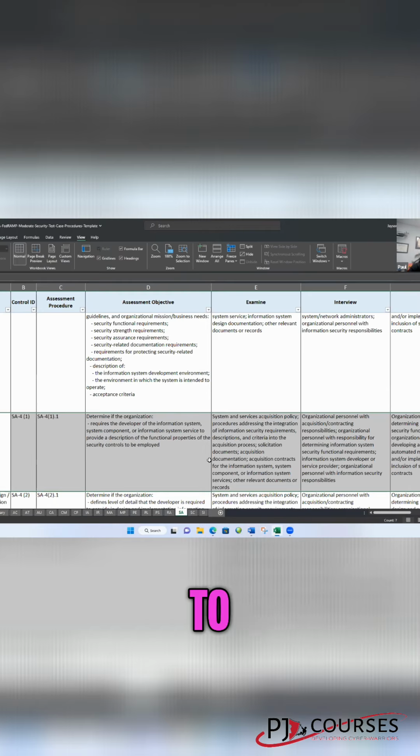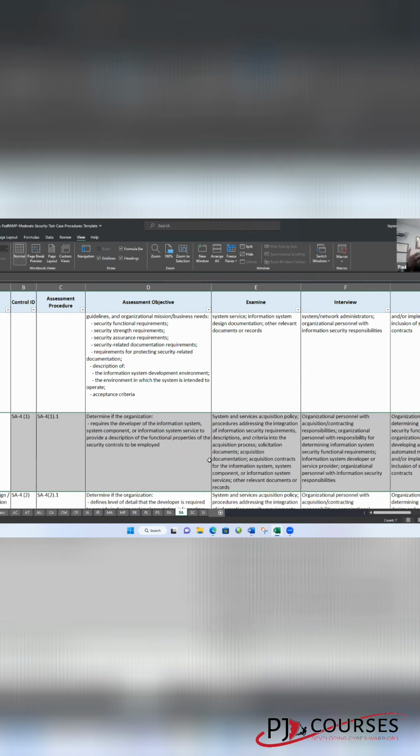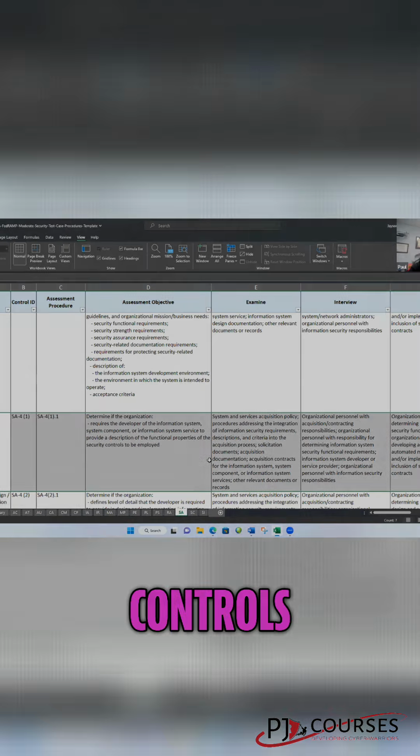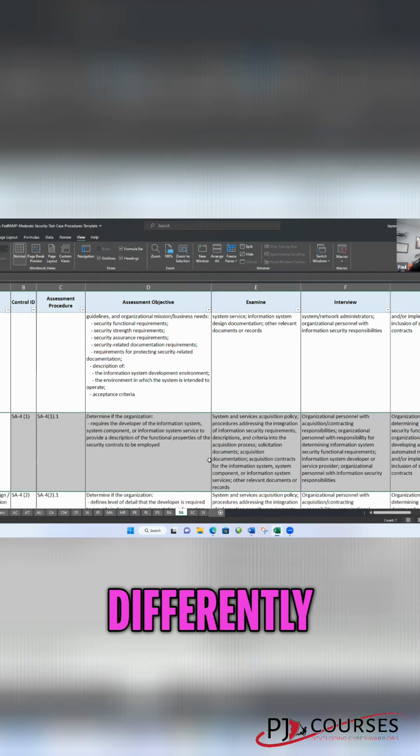Now, in addition to making sure the server is working, I need to have a description of the security functions, right? Of what parts of it help to enforce security controls. Now, how does your organization do it? Every organization does it differently, right?